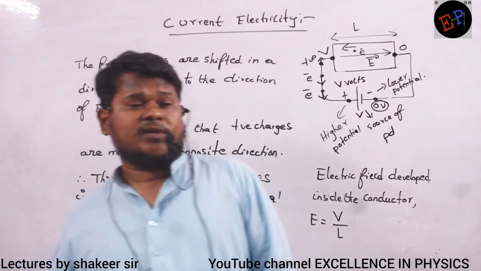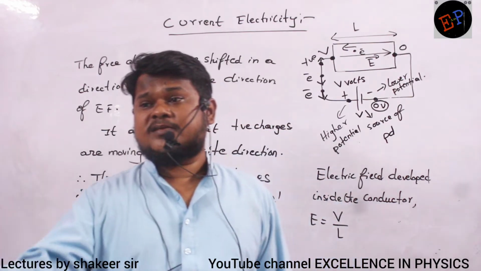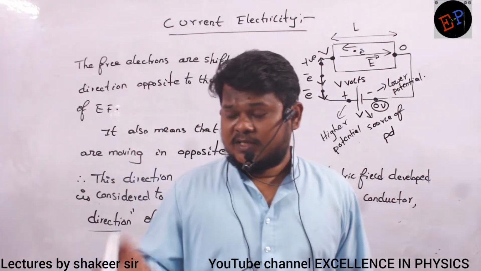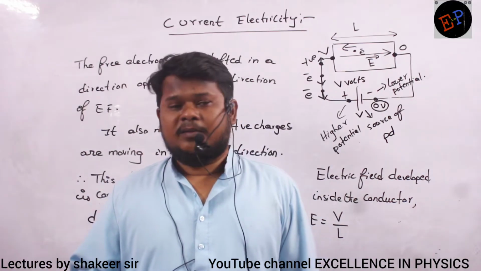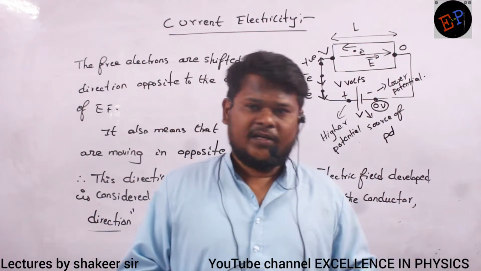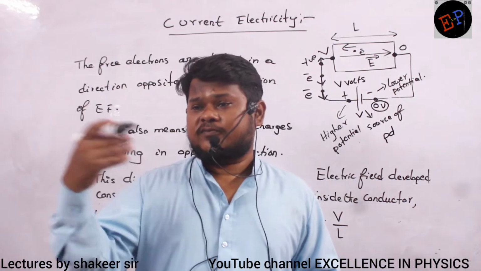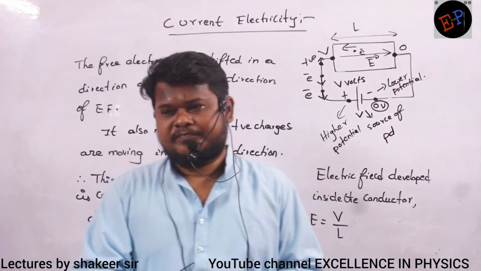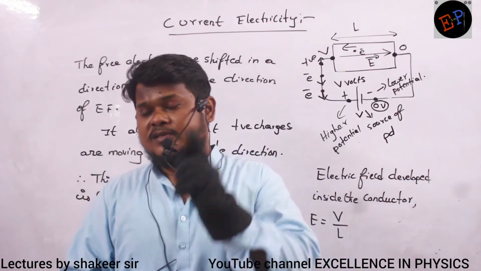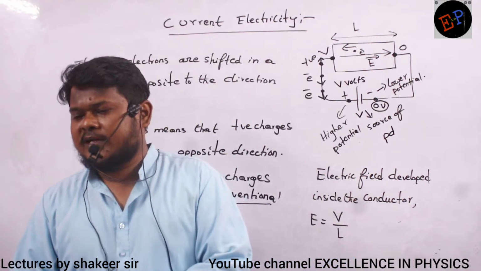But we say, what is meant by current? Flow of positive charges is considered to be current. But positive charges, are they flowing? No. Then why do we call it like that? Because negative charges are moving in one direction. In the opposite direction of negative charges, we can say positive charges are moving. And that direction is considered to be the direction of current.